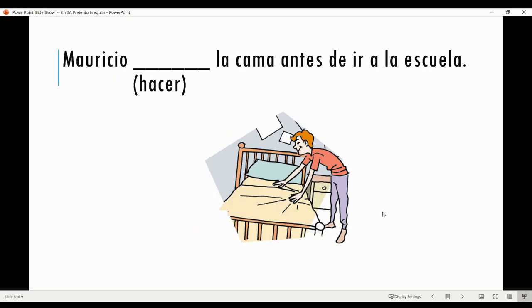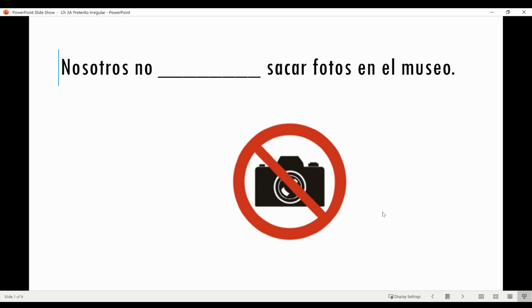Mauricio hizo la cama antes de ir a la escuela. So he made the bed before going to school. How would you conjugate it? Hizo, right? We change the C to a Z because if not, it would sound like hiko. Regardless of how many times I say it, some students will still put a C on their test. So please do not put a C, it's a Z. Nosotros no pudimos sacar fotos en el museo. This is the verb poder, like we were not able to take pictures in the museum. Pudimos. You keep the stem pud.